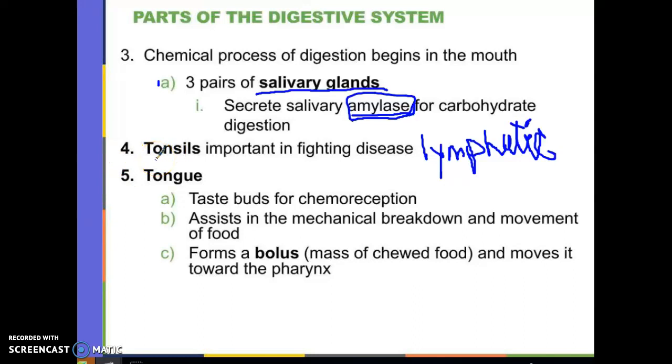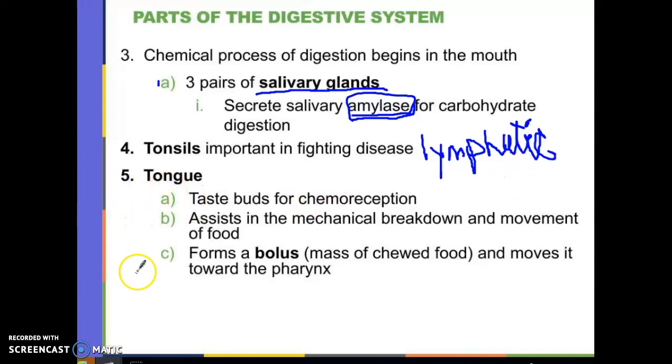Tonsils are important in fighting disease. Tonsils are actually part of the lymphatic system, but they exist in the throat, one on each side, where your food passes through.